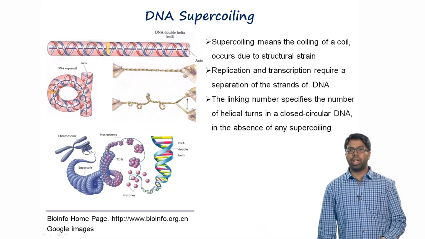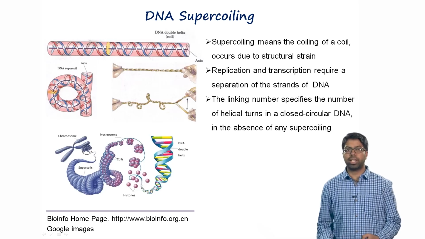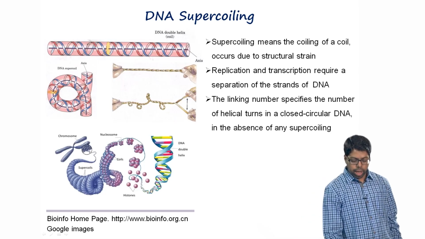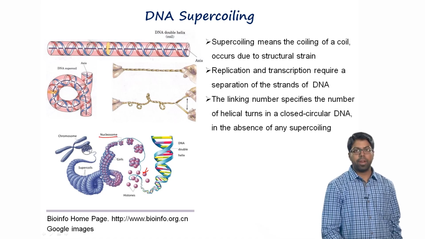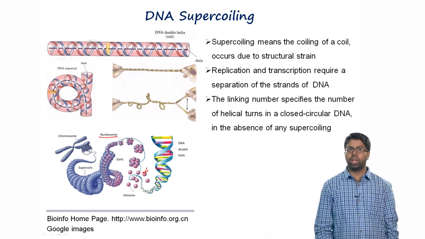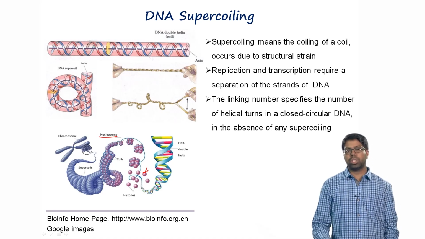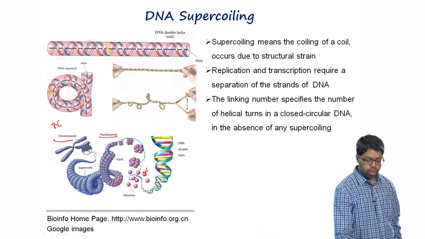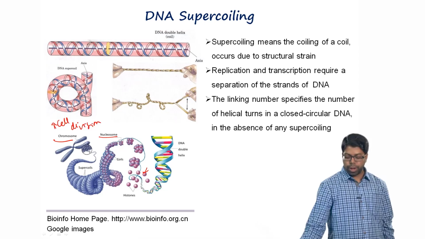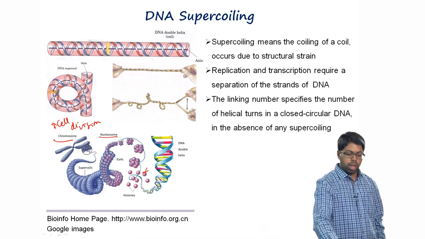So this helps the DNA to get packaged in a very organized manner. Here the DNA wraps around these histone proteins which forms these nucleosomes, which are further coiled and supercoiled to give chromatin, which is then condensed to give these chromosomes which are involved in the cell division process. Therefore supercoiling is very essential.